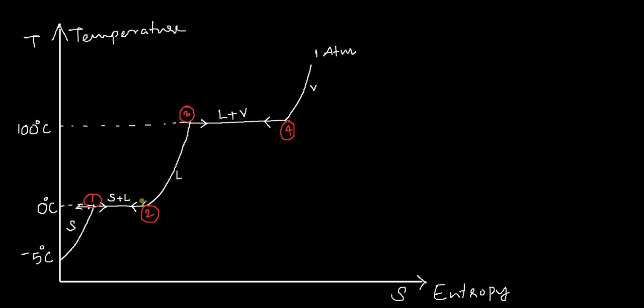During the phase change process from 1 to 2, the temperature remains the same at 0 degree C. No matter what amount of heat you add, the temperature will remain the same. However, in this region from 2 to 3, as soon as you start adding heat at 2, the temperature will start to rise from 0 to 1, 2, 3 up to 100 degrees C.